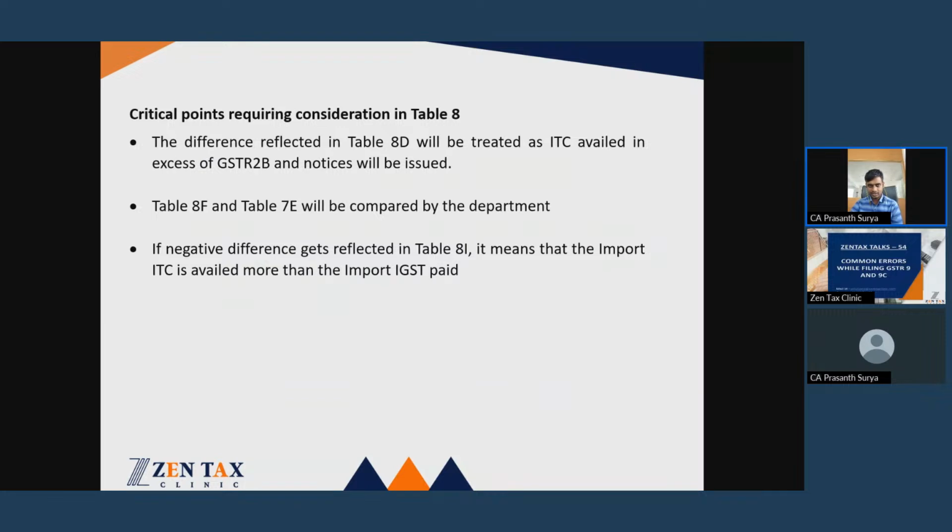So the critical point requiring consideration here is the difference. Table 8D differences mean you are declaring to the department that you have claimed excess ITC compared to GSTR2B. So please be mindful before proceeding to file. If there are any differences in table 8D, please take note of the fact. Table 8F and table 7E will be compared by the department.